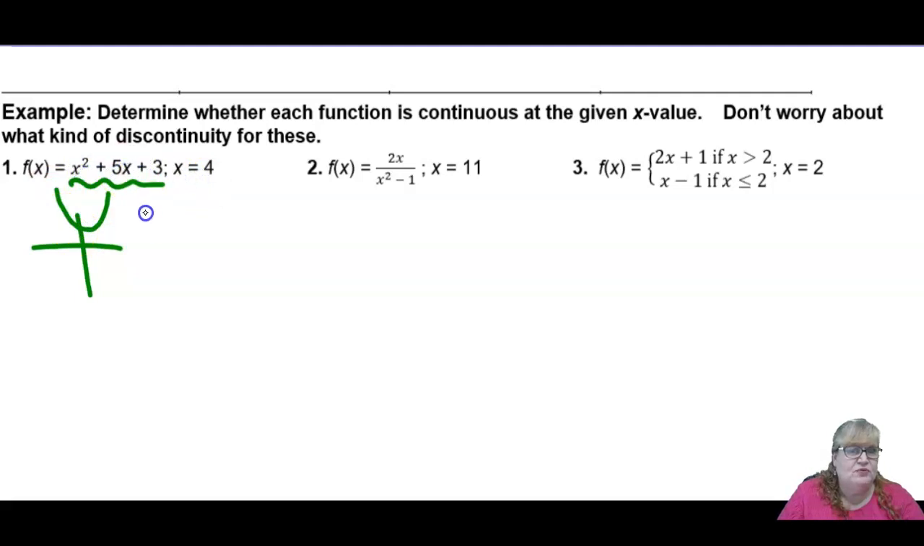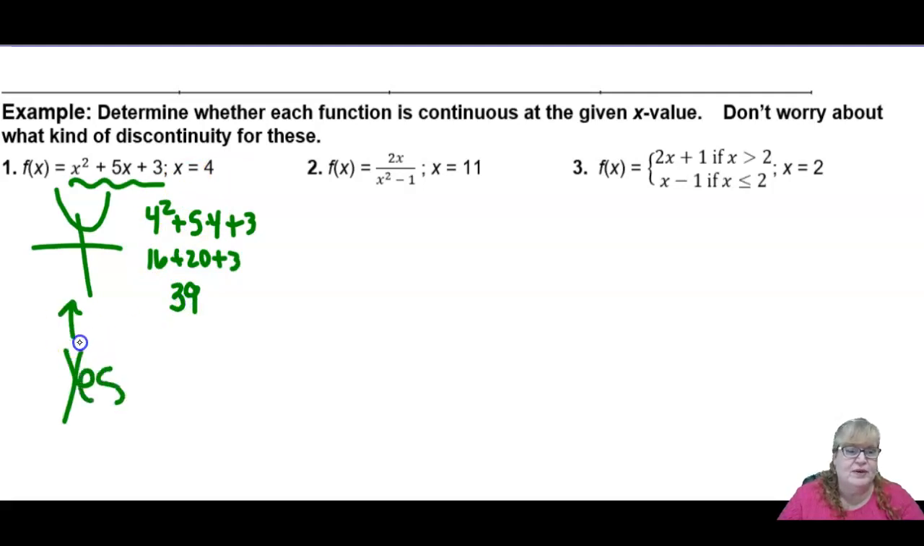If we put a value of 4 in, we get 16 plus 20 plus 3. What you would do in calculus is you would check on both sides of 4 really closely to make sure it was continuous on both sides, like put in 3.99 and 4.01 and make sure it still works and that the values are all close together. And what does that come out to be? 39? And they would all be close to 39. This is just, yes, it's continuous, and really we could have just figured that out by the graph.